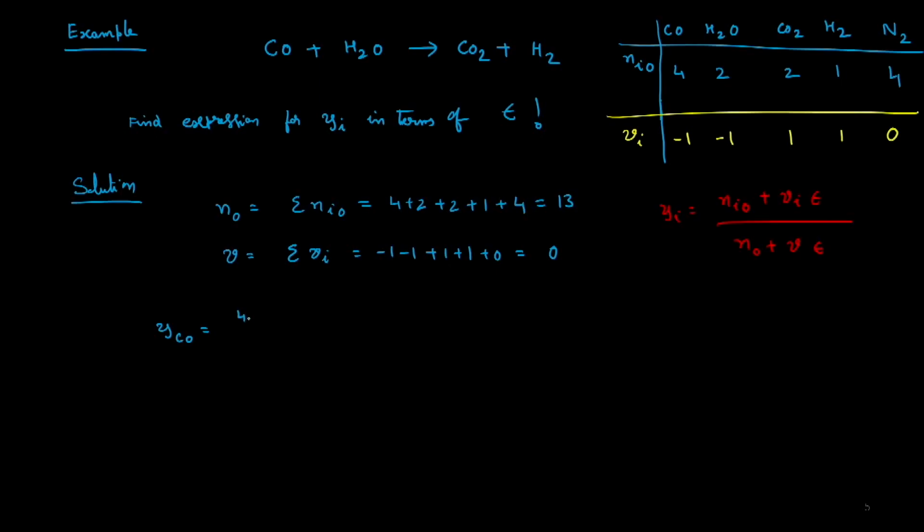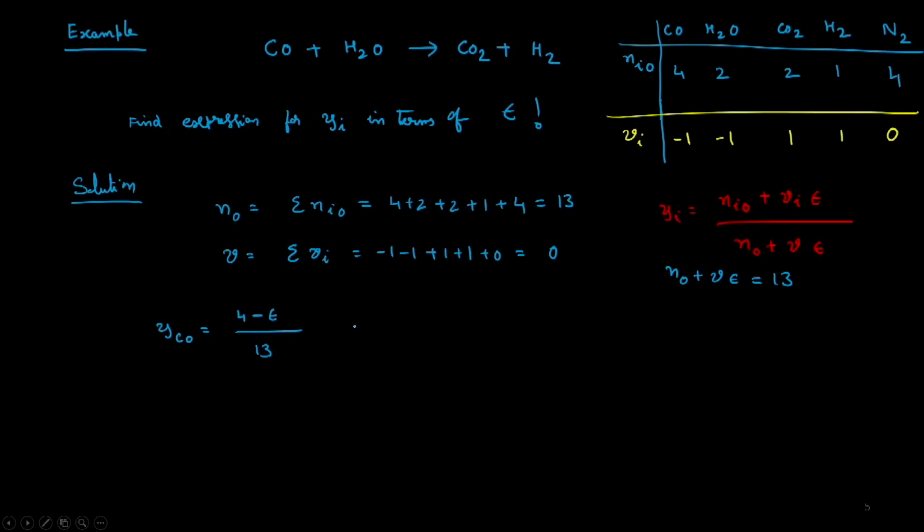The stoichiometric number nu I is -1 times epsilon, so that's 4 minus epsilon over N naught. Since we have this, the denominator is common for each of the species. So I'm going to write N naught plus nu times epsilon is going to be 13 plus 0 times epsilon, which is 0. So the denominator is going to be 13 for each of these, and it's constant. That's the value for N naught plus nu times epsilon. Now, that's for the first species.